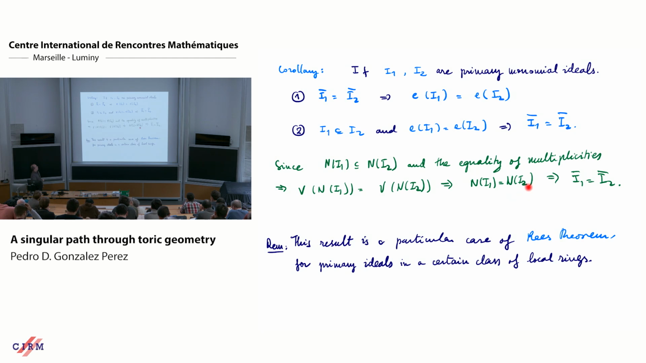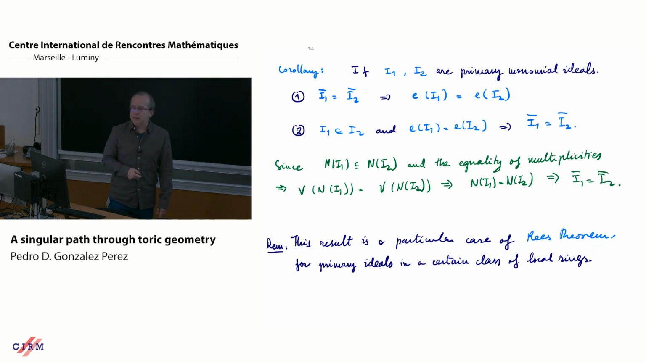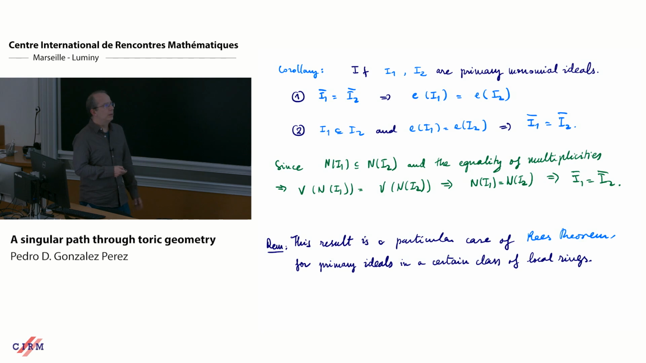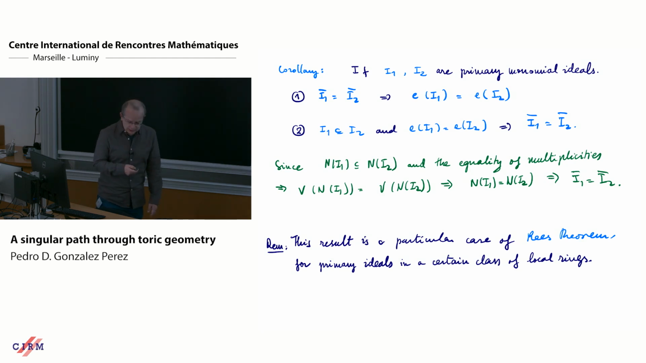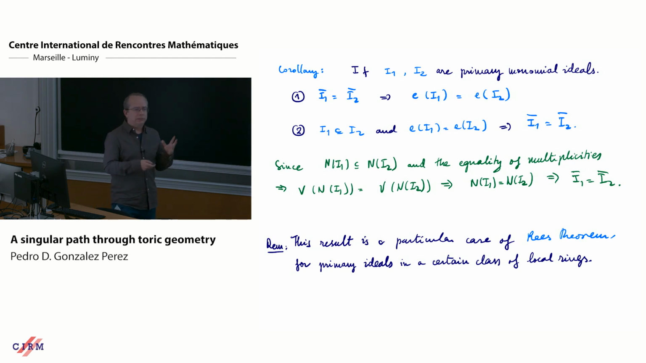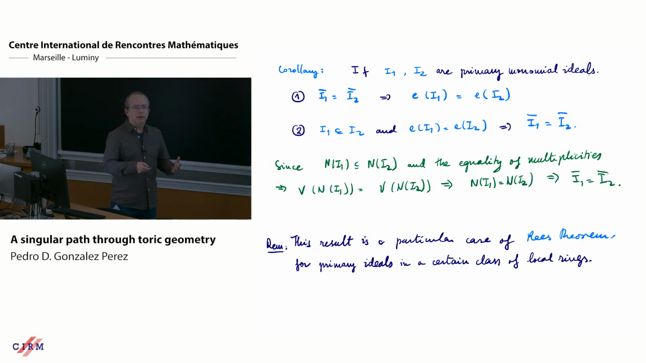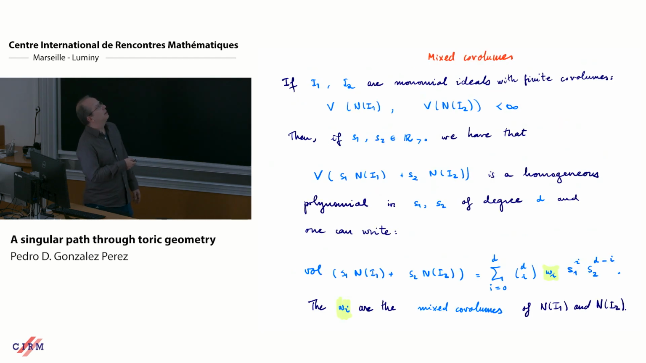And if this implies, in fact, that the Newton polygons must be equal as well, so that the integral closures must be equal too. This result is a particular case of a theorem of Rees for primary ideals in a certain class of local rings. So I suppose here we see how theorems or results for monomials are a source of inspiration for commutative algebra results.